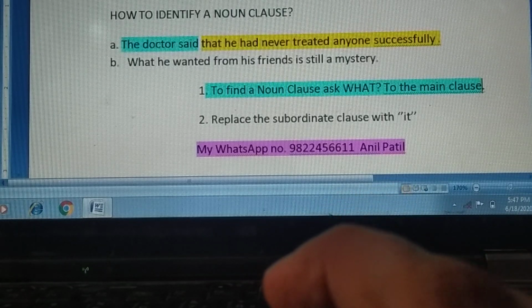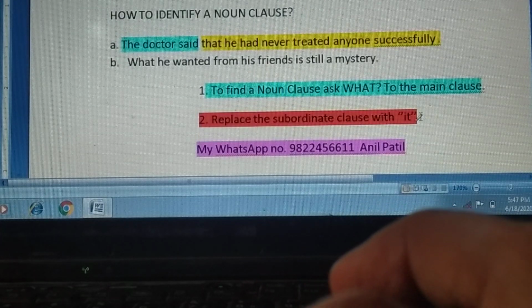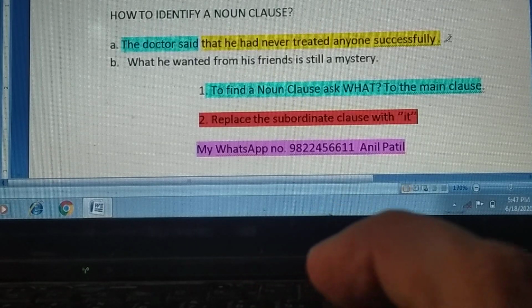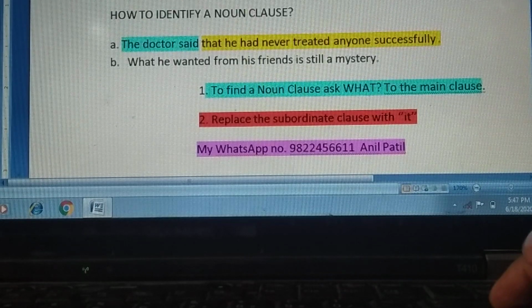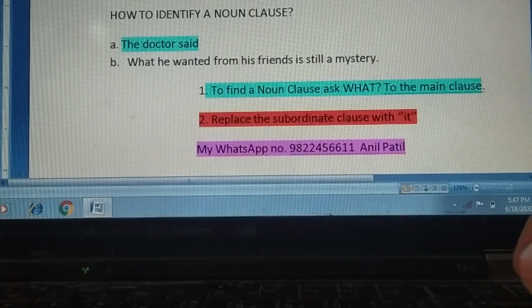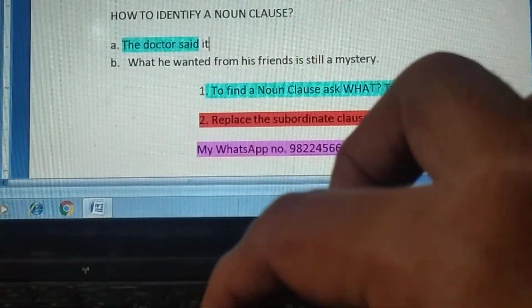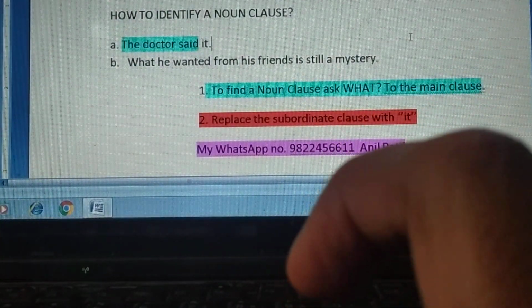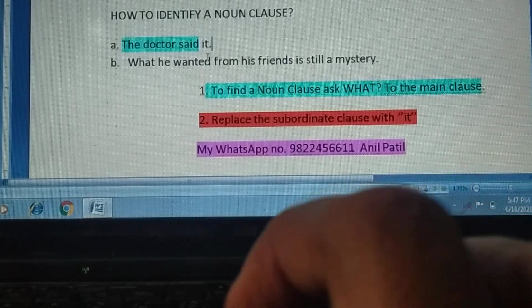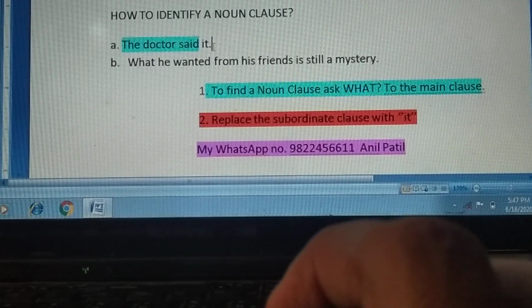The second way of finding: replace the subordinate clause with it. That means you have to remove the subordinate clause, and write it in place of the noun clause. Full stop. Is it a complete meaningful sentence? The doctor said it. Obviously it is meaningful. So the second rule is also applicable, first is also applicable. That means it is definitely a noun clause.